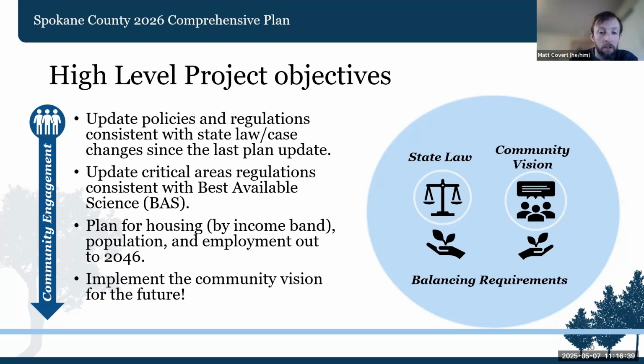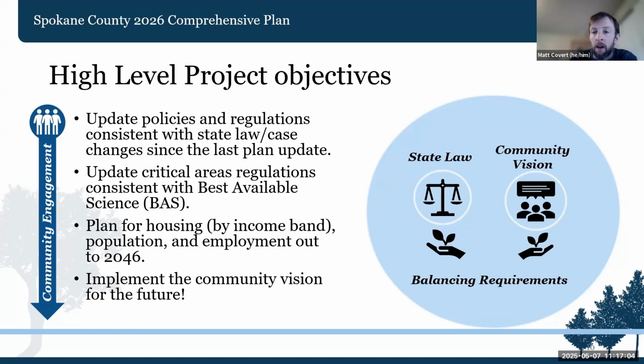Because of that change to the Growth Management Act to require planning for housing by income band, we have to do a kind of wholesale reevaluation of all the capacity and look at the future land use map and the urban growth areas to determine if adjustments are needed, and if there are any future land use map changes, and therefore zoning changes, needed in order to accommodate that growth.